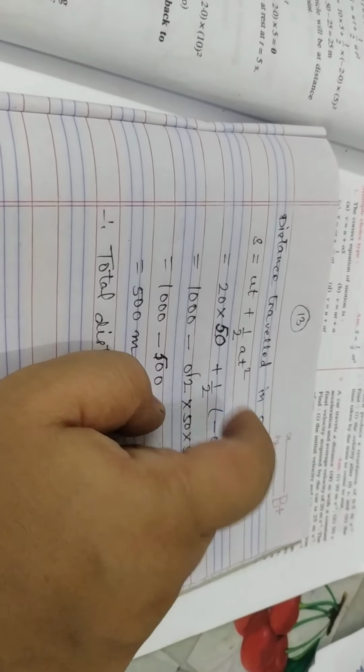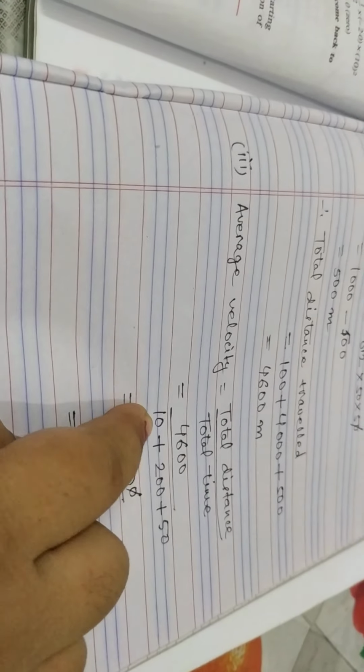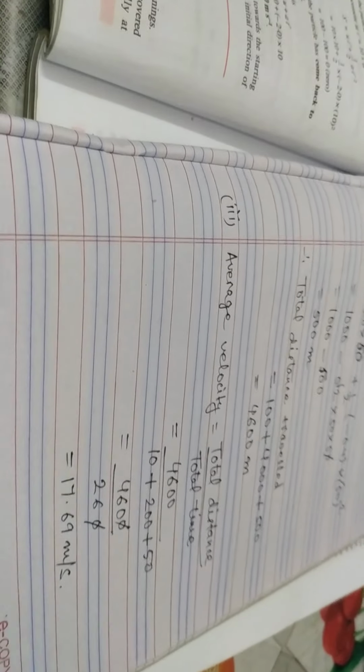Then average velocity. Don't ever calculate the average velocity by adding all the velocities and dividing it by the number. No, you don't have to do that. The actual formula for average velocity is total distance upon total time. The total distance we have calculated, and total time you can see in the question. First they are talking about 10 seconds, then 200 seconds, 50 seconds. Write all the values, add them, and you'll get this answer.